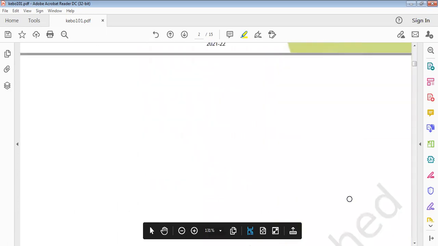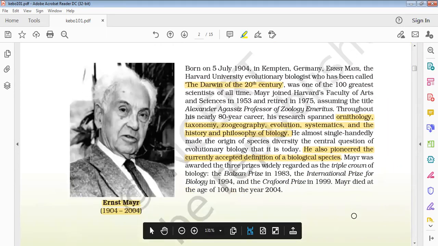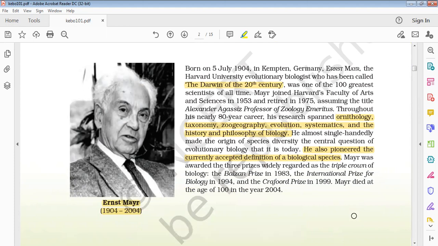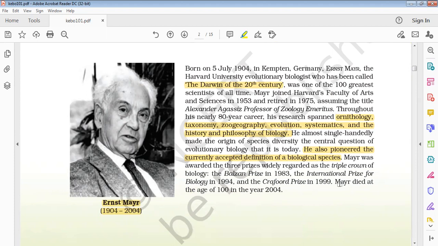Before moving on to the chapter, you can see that there is a description given about Ernst Mayr. So, who was Ernst Mayr? Ernst Mayr was an evolutionary biologist and he is known as the Darwin of the 20th century. Please mark that in your textbook. Highlight that point. It is an important point to remember. Usually, it is asked in examinations. When a question is asked about who is known as the Darwin of the 20th century, it is none other than Ernst Mayr.